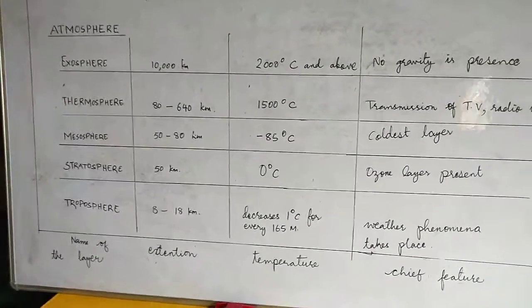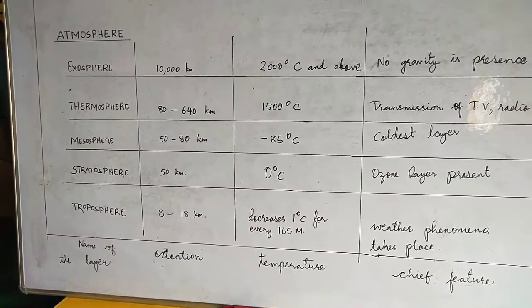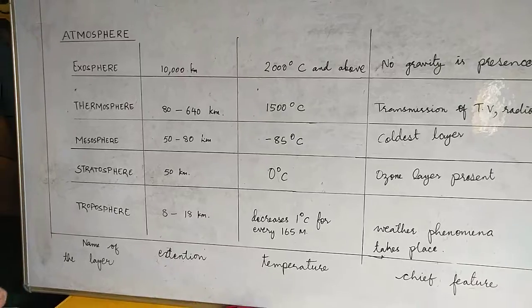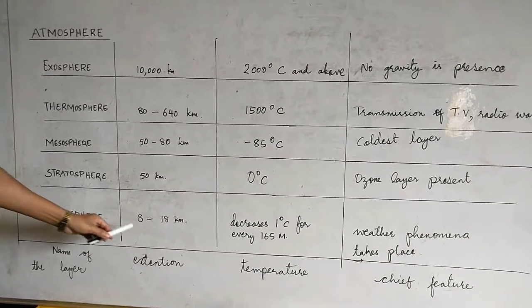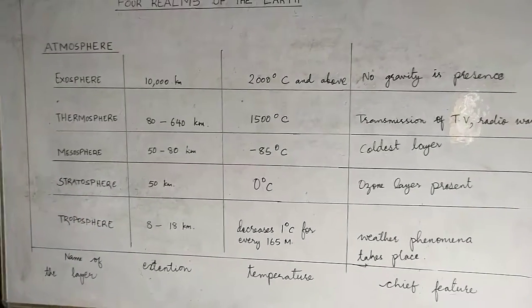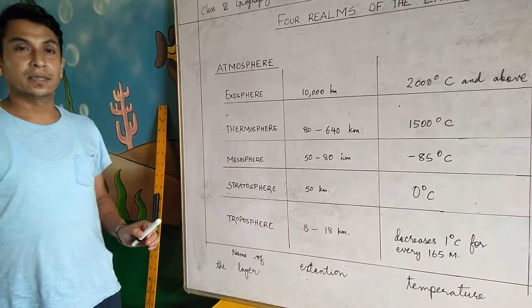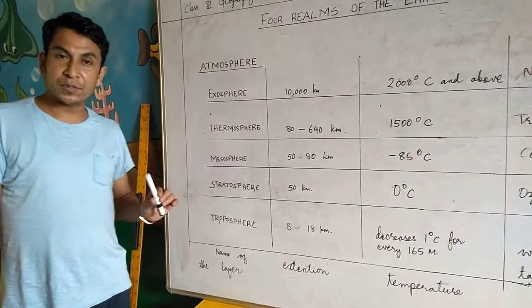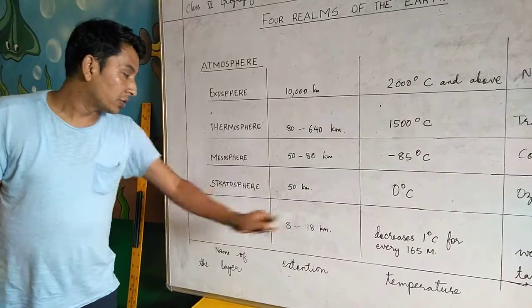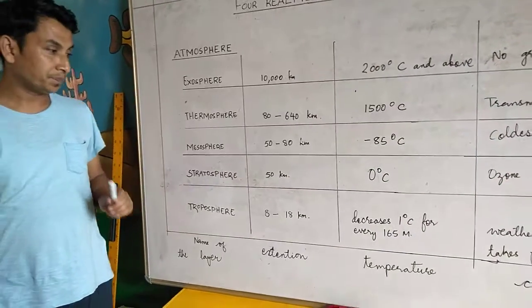This is the immediate layer of atmosphere above the ground. In this sphere we can see the extension, 8 to 18 kilometers. In the polar region, this atmospheric layer extends up to 8 kilometers, whereas around the equator, the extension of this layer goes up to 18 kilometers from the ground.